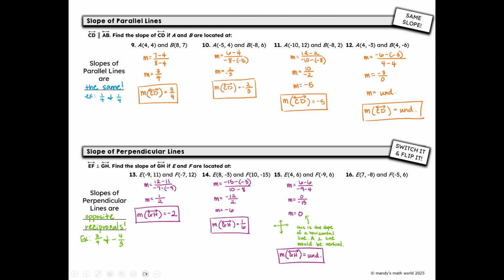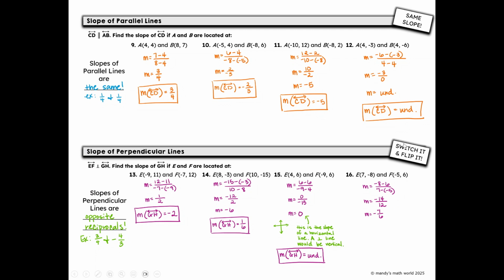Last example, let's plug these points into our slope formula. And this, I went the opposite direction, -8 minus 6 over 7 minus -5. That simplifies to -14 over 12, which simplifies to -7/6. What would be the slope of the line that's perpendicular to this line?